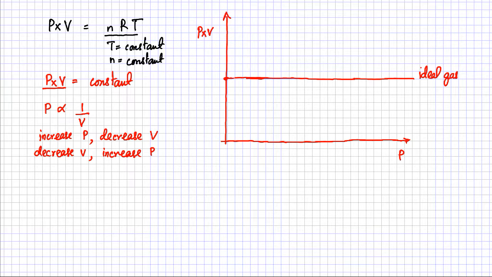So it's going to be a constant straight line. So when the pressure is low, the volume would be high, so pressure into volume would be a constant. And when the pressure is high, the volume would be low, but the product pressure into volume would still be a constant. So it's going to be a straight constant line for an ideal gas. Now we'll move on and discuss how this graph would deviate for a real gas.